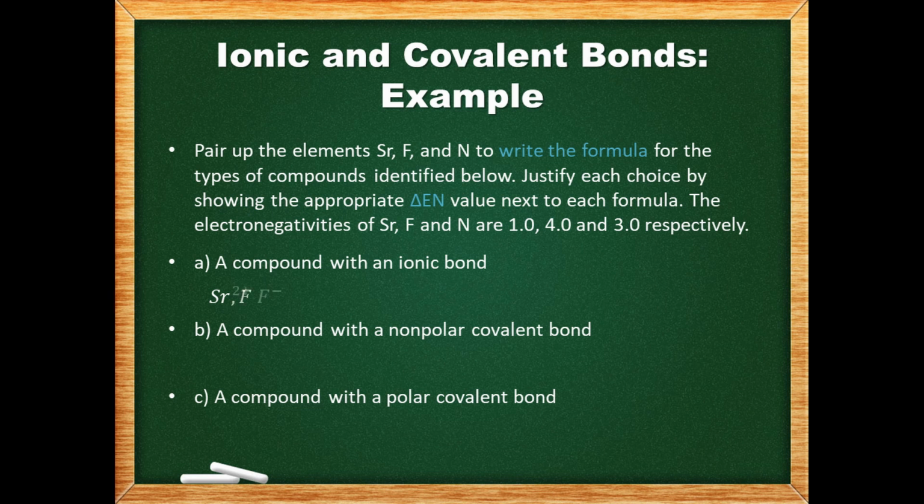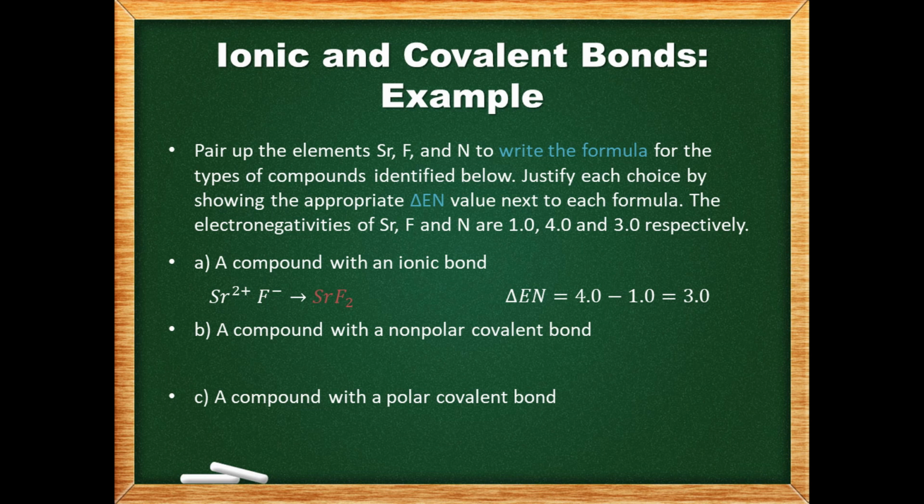We've started by writing the ion charges and then crisscrossing them to form a neutral ionic compound. Note that the metal is on the left and the nonmetal is on the right. We can show our calculation of the delta EN value, which ends up being 3.0, to justify our choice. If you would like to convince yourself that strontium nitride would also be a correct answer, you can calculate its delta EN value as well, though the numbers involved here make it especially straightforward to do.